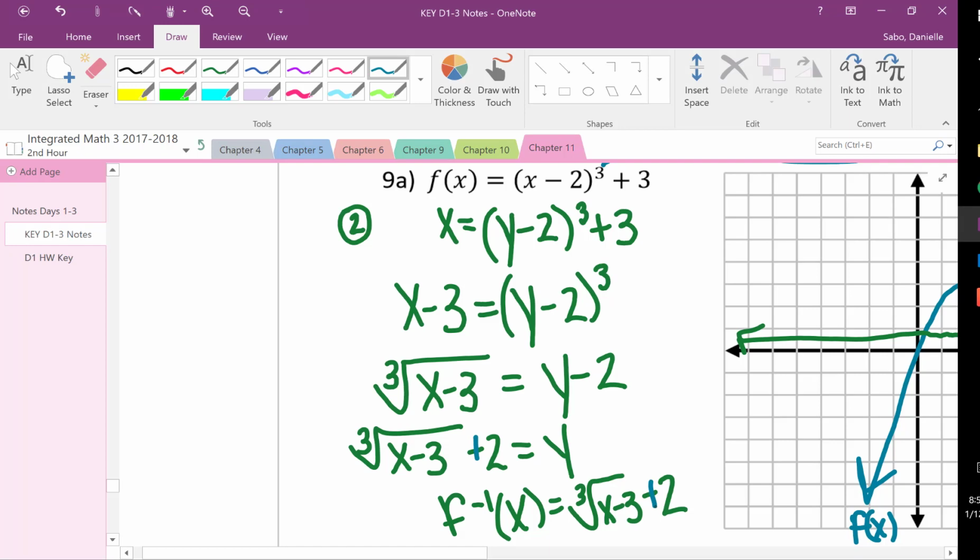Now, when you take a cube root of something, remember, it could be plus or minus. You can have plus or minus under the radical, so it's okay to have that.